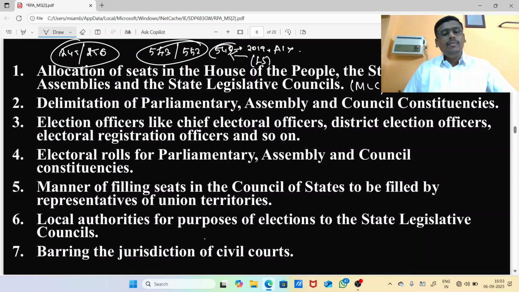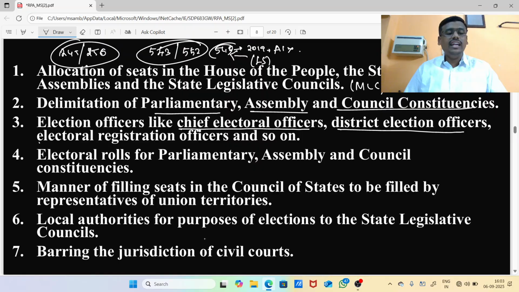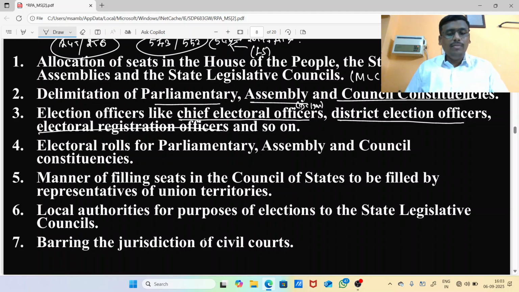And then the delimitation of parliamentary, assembly and council constituencies takes place here. Election officers like chief electoral officers, district election officers, electoral registration officers, etc. are to be engaged to work. The chief electoral officer would be the district collector or district magistrate. If there comes an MP election, he would also act as the returning officer. And the electoral rolls for the parliamentary, assembly and council constituencies are to be prepared by them.